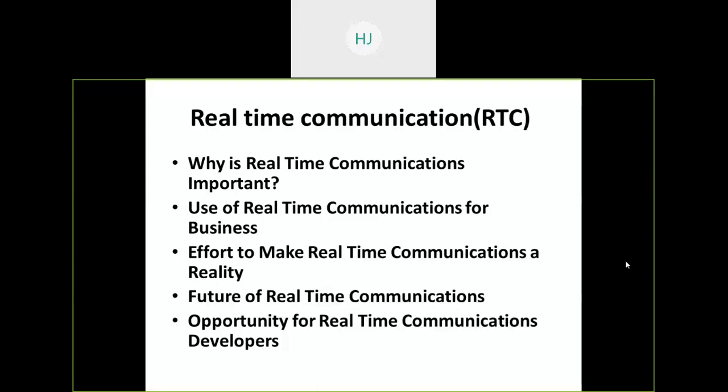What is the future of real-time communications? As we use real-time communication, the online lecture is the best example of it. And so we can move from traditional lecture methods to online lectures, which are suitable for teachers, students, and others also.